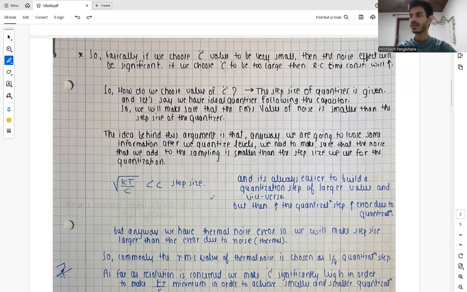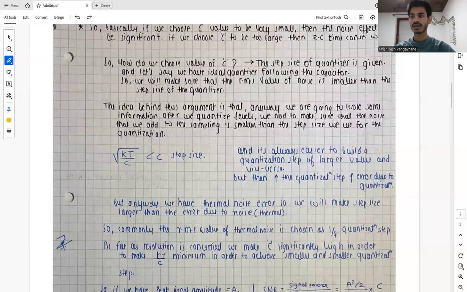But then again, if the value of the quantization step is higher, then the error due to quantization of amplitude is again higher. But anyway, we have thermal noise error, right? So we will make the step size larger than the error due to the noise, so that it will not give us the error in quantization. Commonly, the RMS value of thermal noise is chosen as 1/4 of the quantization step. This is not the rule, but usually it's done.